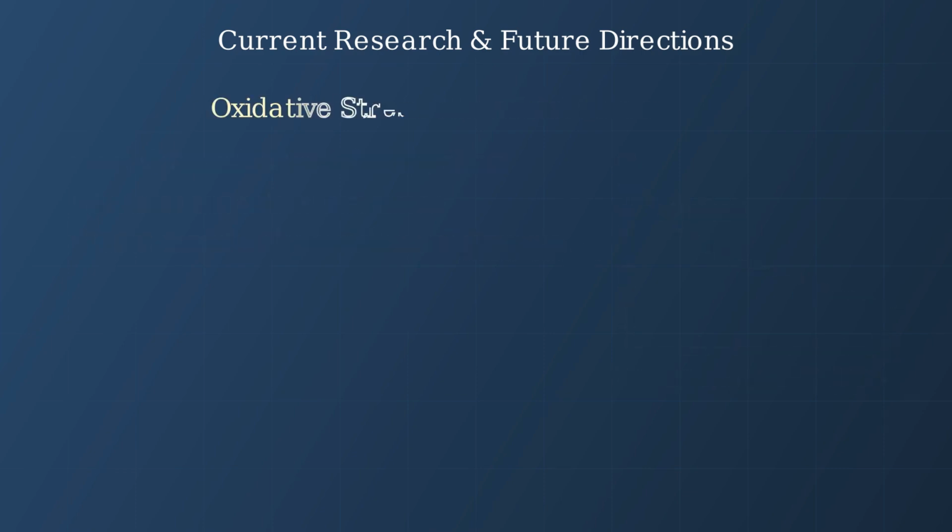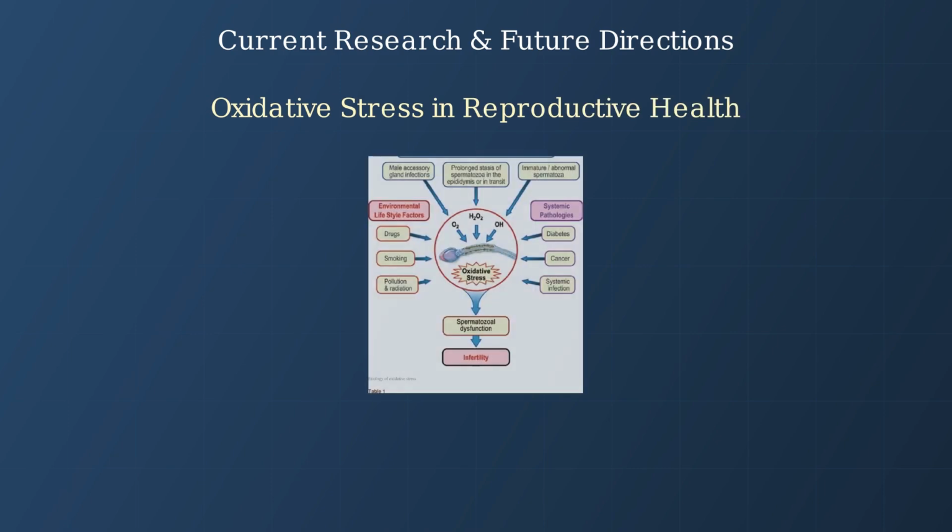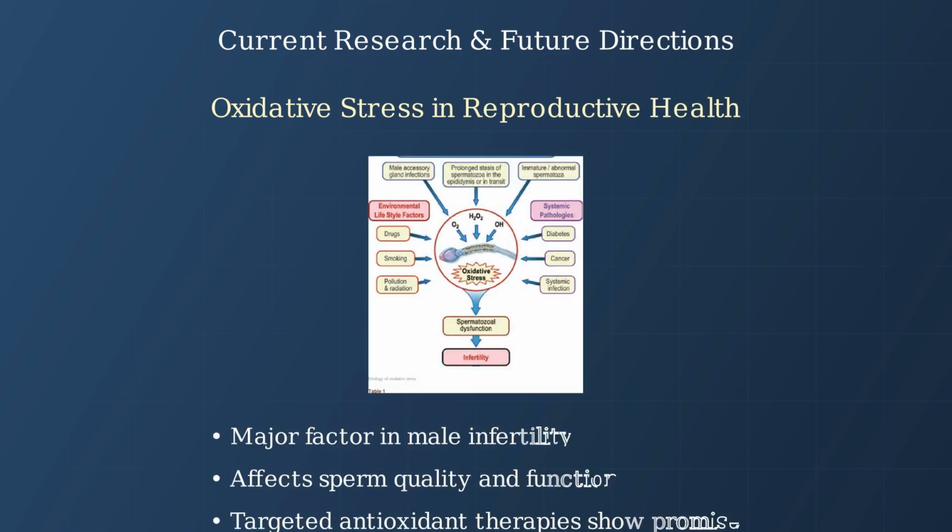Current research has revealed oxidative stress as a major factor in reproductive health issues, particularly male infertility. As shown in this diagram, various factors contribute to oxidative stress in spermatozoa, affecting sperm quality and function. Targeted antioxidant therapies show promise in addressing these specific challenges.